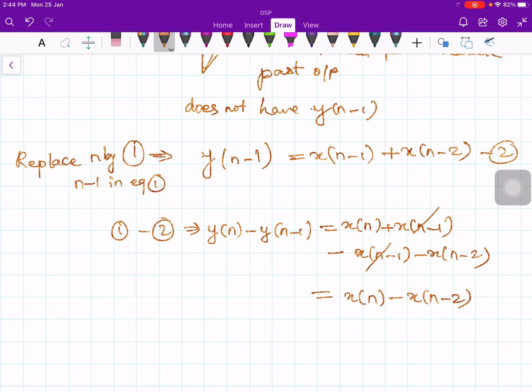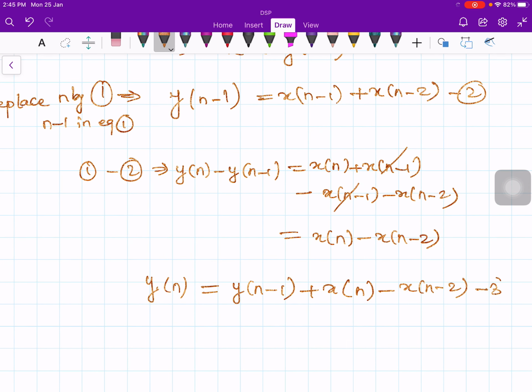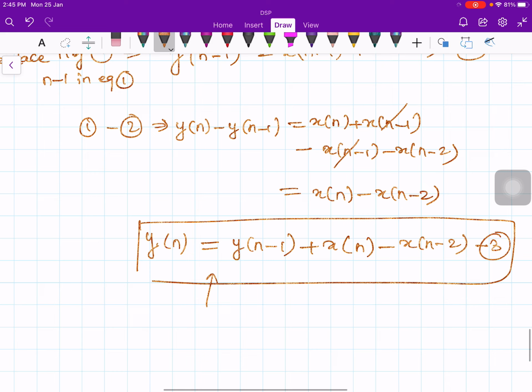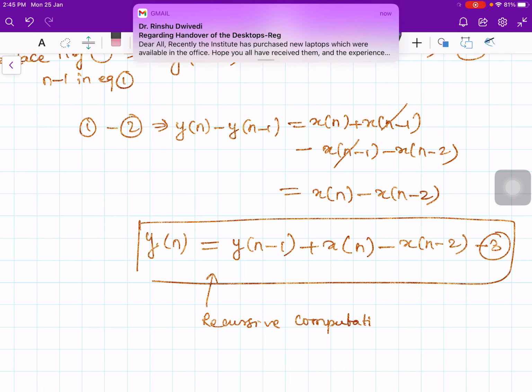Okay, and who prevents me from writing this as follows? y of n is equal to y of n minus 1 plus x of n minus x of n minus 2. This is equation number 3. Now look at this equation 3. Is it a recursive equation? Is it a recursive computation? Yes, it is a recursive computation. Why?